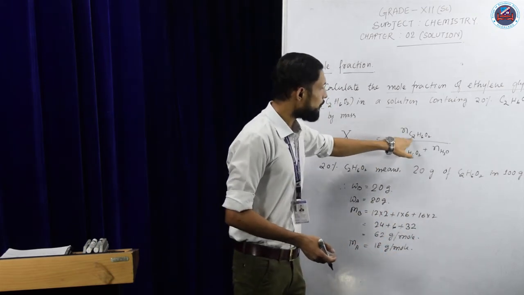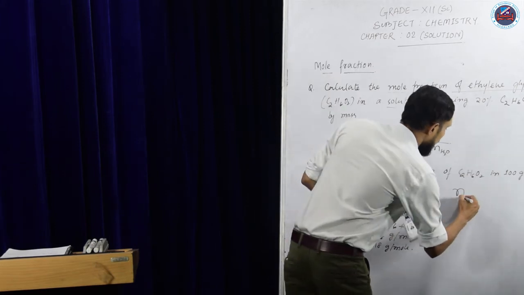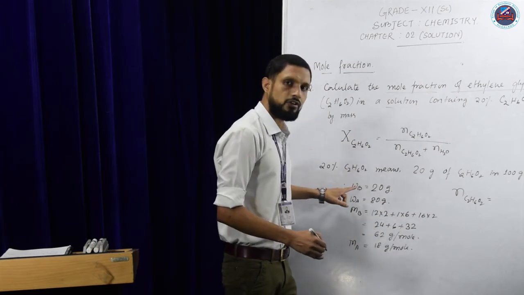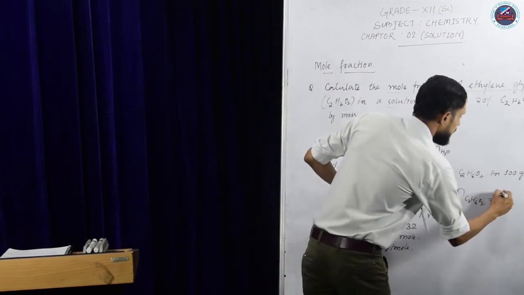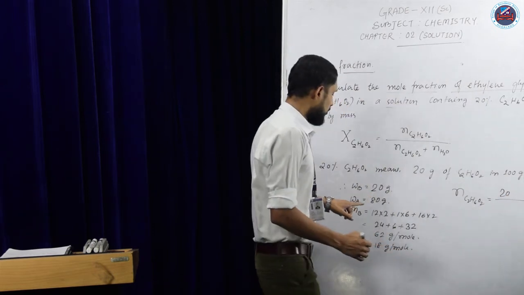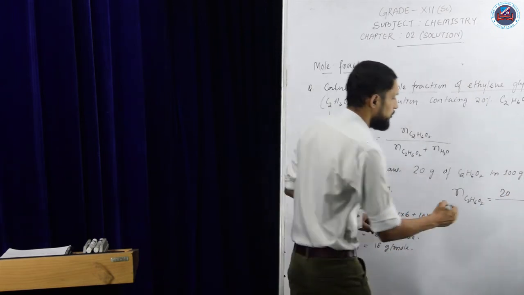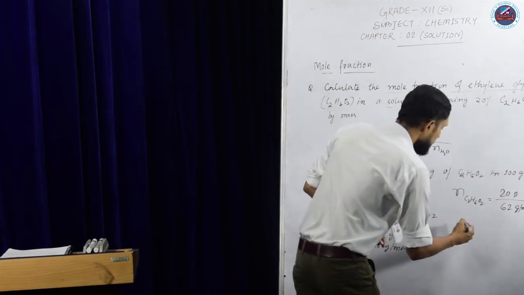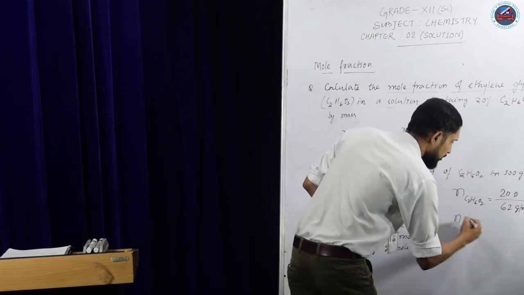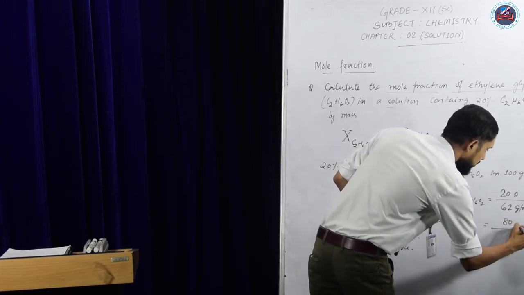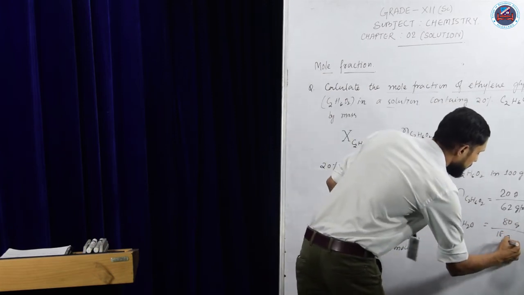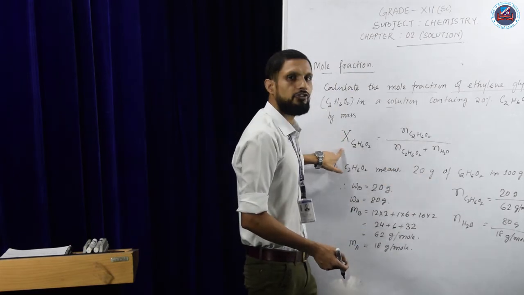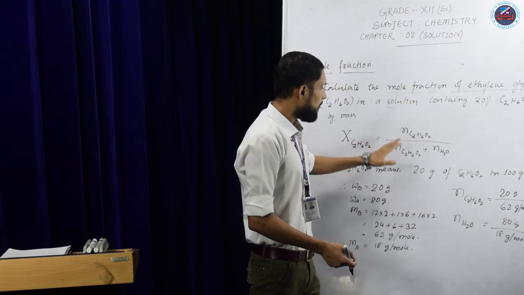Now, number of moles of C2H6O2, that is n of C2H6O2, is equal to mass of C2H6O2, that is mass of solute, given 20 gram, by molar mass of solute, that is 62 gram per mole. Similarly, you can calculate the number of moles of water, which is equal to 80 gram by molar mass, that is 18 gram per mole. Now you put the values here in the formula, you simplify, you'll get the answer. So you complete this yourself.